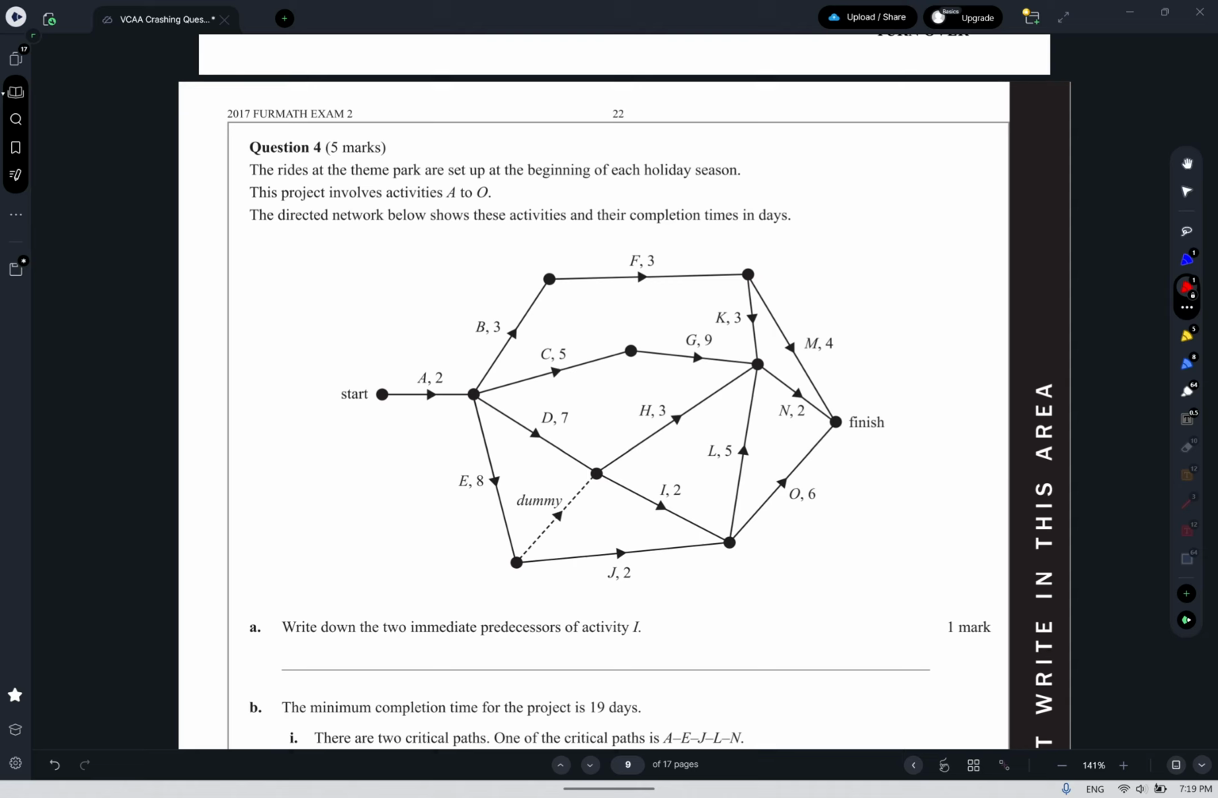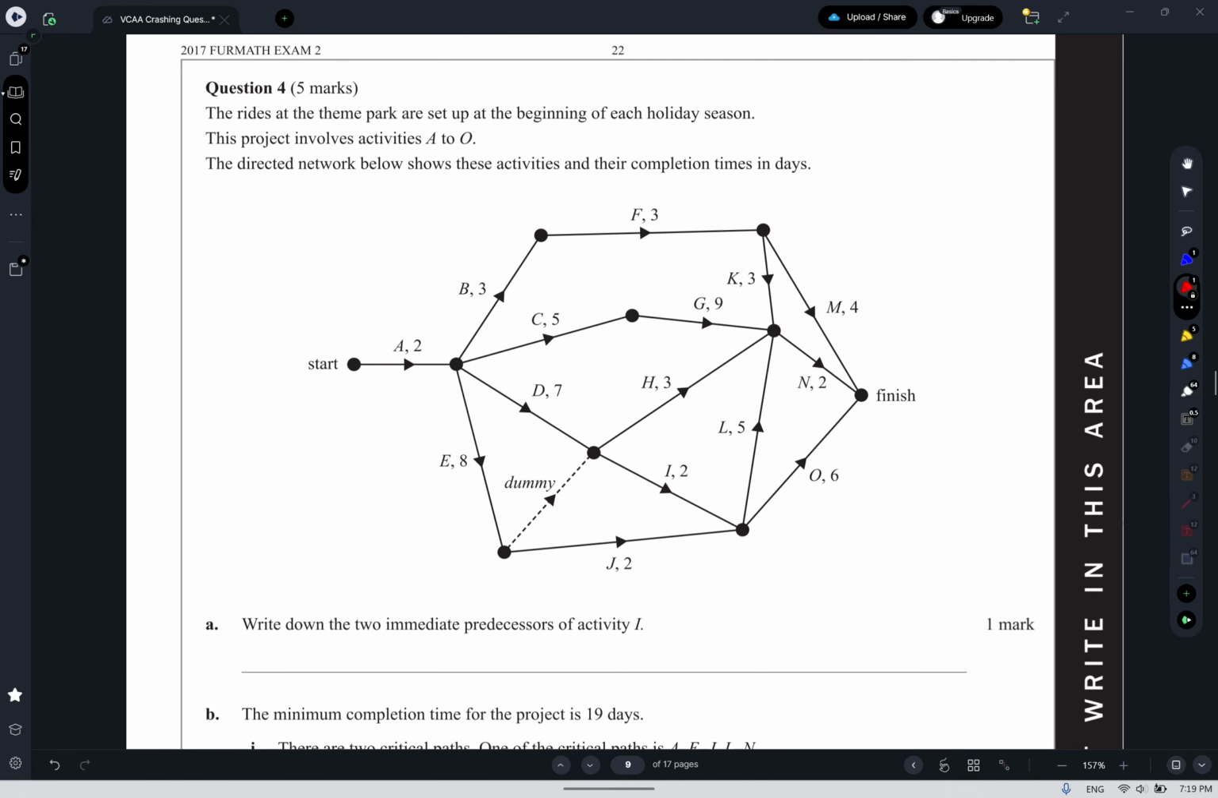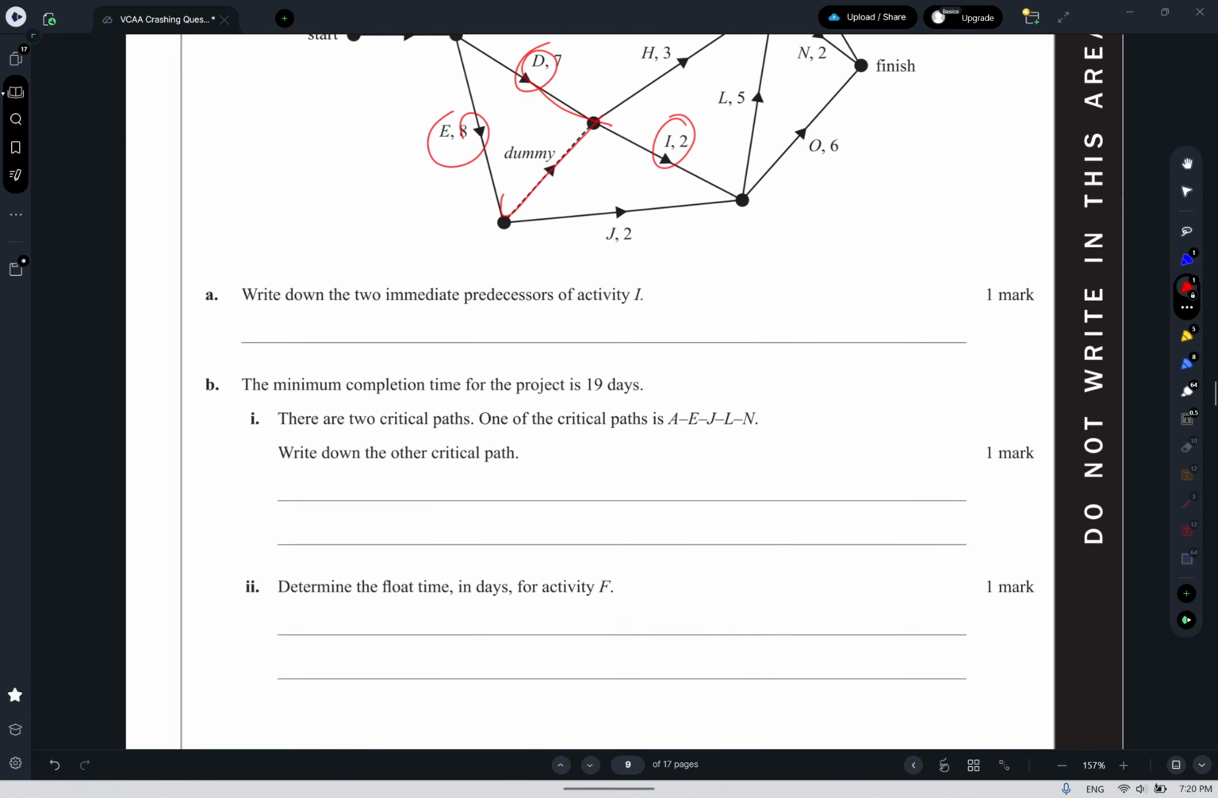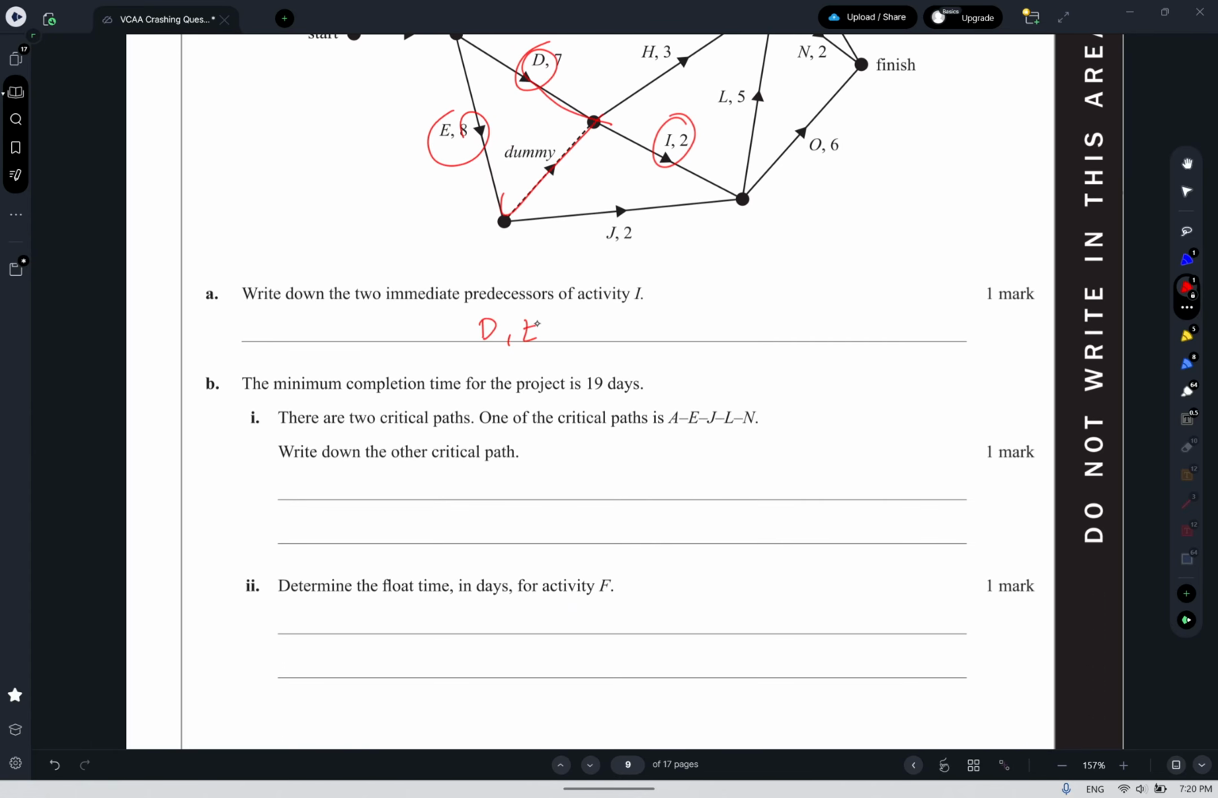section. Question 4 here. The rides at the theme park are set up at the beginning of each holiday season. The project involves activities A to O. The directed network below shows these activities and their completion time in days. Cool. The two immediate predecessors of activity I, so activity I is here. The activities that are immediately before it are D and an E via the dummy, so D and E. Nice friendly question to start.